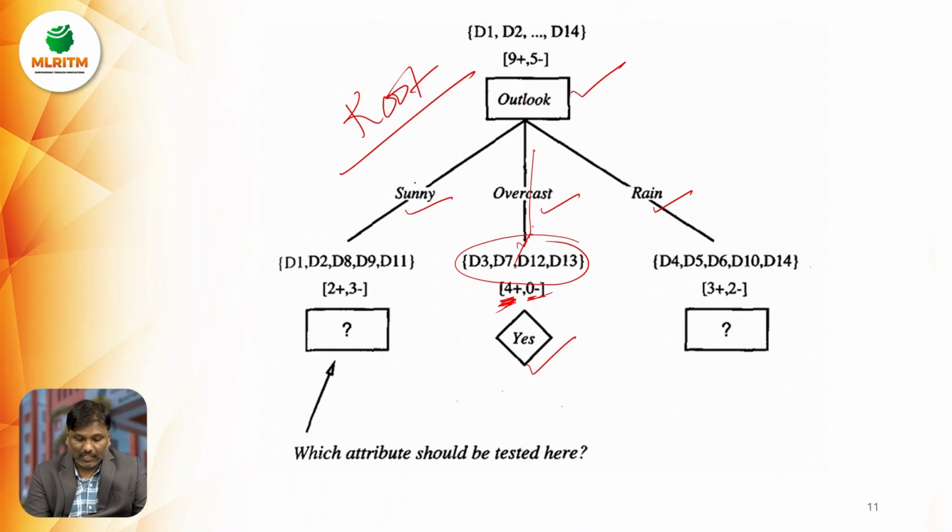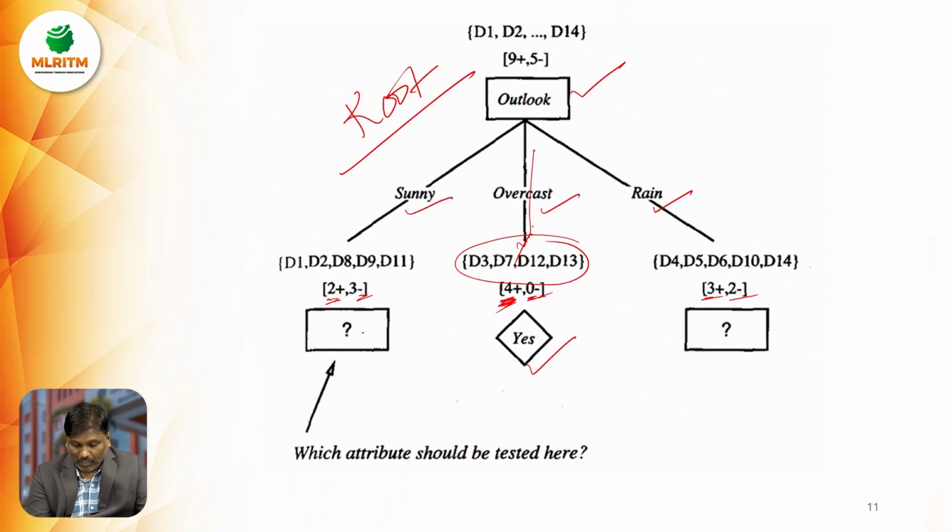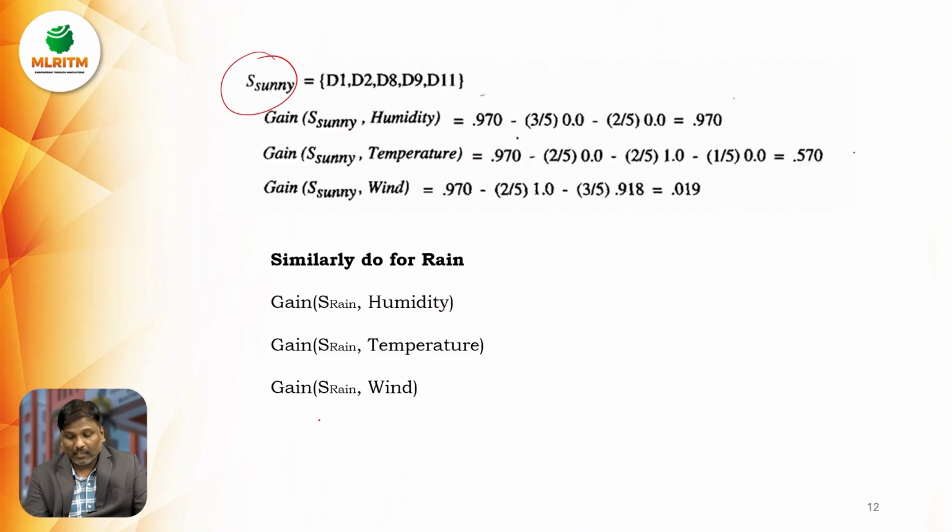Next, coming to the sunny condition, yes, 2 are positive and 3 are negative. So for that I have to follow the same procedure for this condition. Yes, coming to the rain, 3 are positive and 2 are negative. So for that again I have to follow the same procedure for this condition. So okay, now I considered sunny as the subcondition. So now from the sunny onwards, I have to find out all the remaining attributes: sunny and humidity, sunny and temperature, sunny and wind.